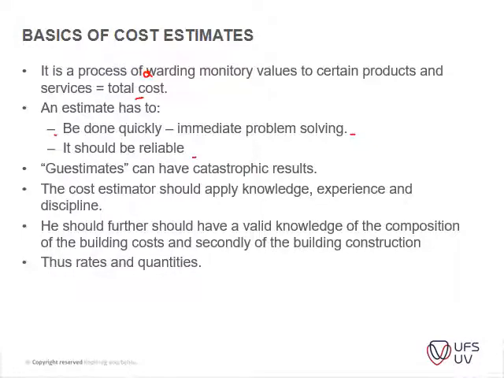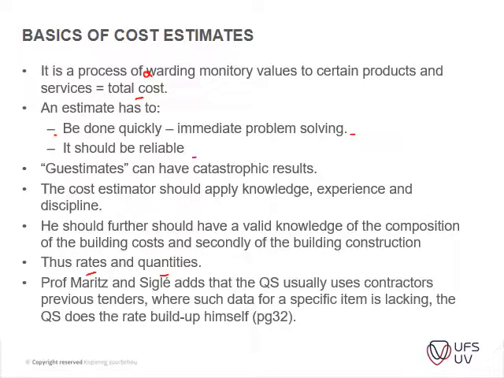Thus, rates and quantities. You have your rates and you have your quantities. Those are the two parameters that influence the cost. So if you want to bring down costs, you can either reduce the rates through the specifications, or you can reduce the quantities by altering the size of the project or the design shape of the project. Again, you can have a look on page 32.